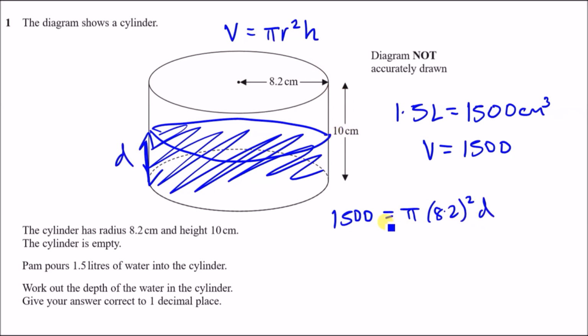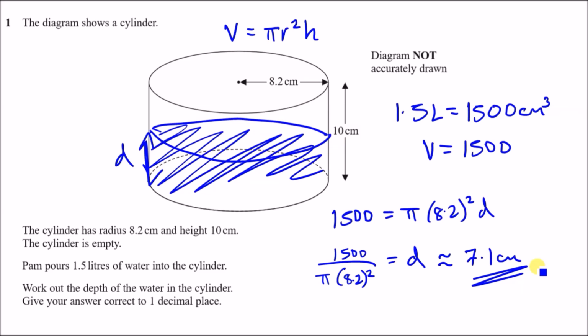And that's it. So then all we do is literally make D the subject. And to do that, just divide pi times 8.2 squared across. So it'll be 1500 over pi times 8.2 squared equals the depth. And when you smash that on your calculator, you should get an answer which is roughly equal to 7.1 centimeters. And that's it, guys. Easy as that.